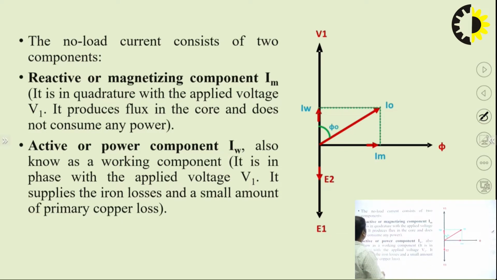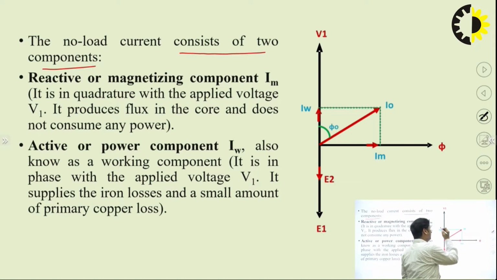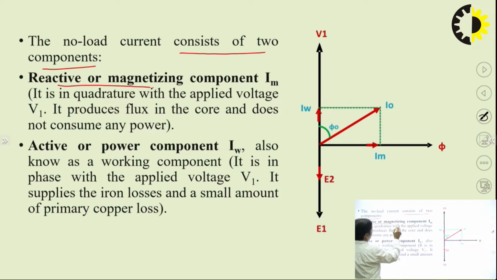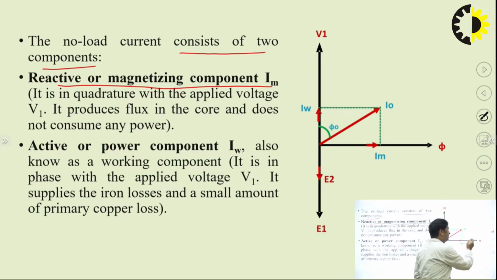In the phasor diagram, the no load current consists of two components. If this is the no load current I0, the angle between the voltage V1 and I0 is phi naught, and its cosine is called the no load power factor. This I0 consists of two components. One is called IM, the reactive or magnetizing component.